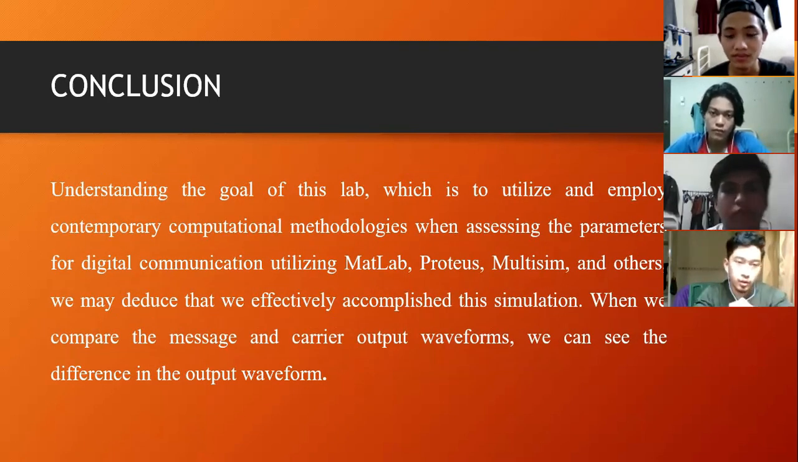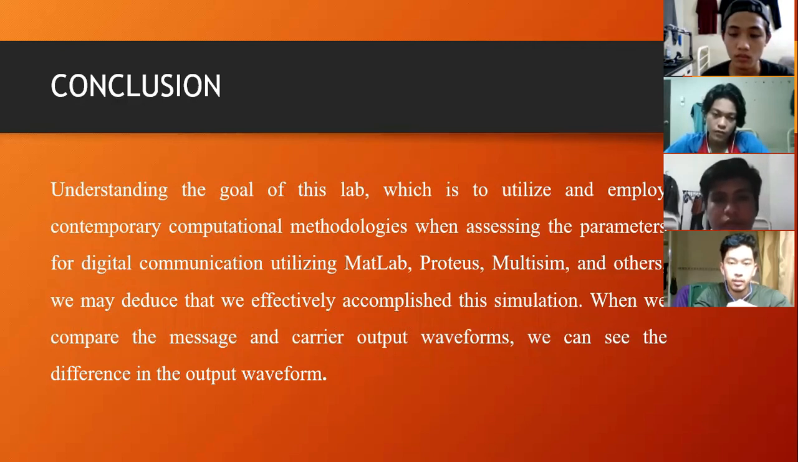So for the conclusion, understanding the goal of this lab, which is to utilize and employ contemporary computational methodologies when assessing the parameters for digital communication, utilizing MATLAB, Proteus, Multisim, and others, we may deduce that we effectively accomplished this simulation. When we compare the message and carrier output waveforms, we can see the difference in the output waveform. That's all from us. Thank you.